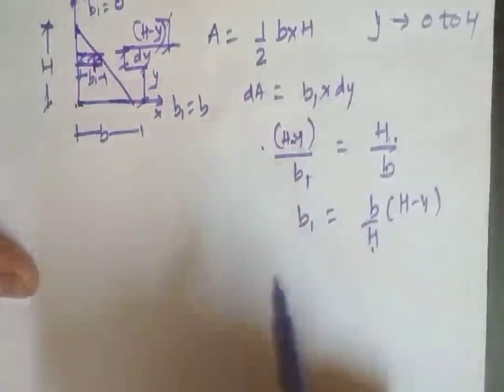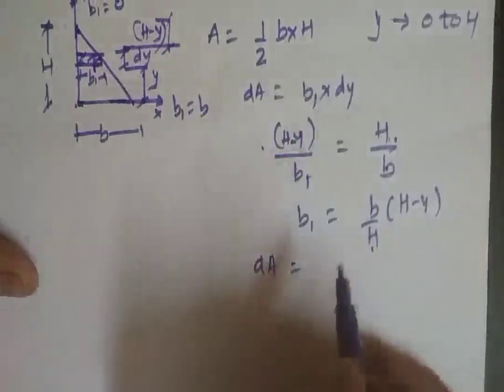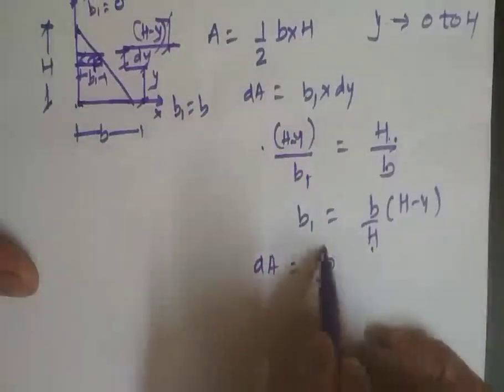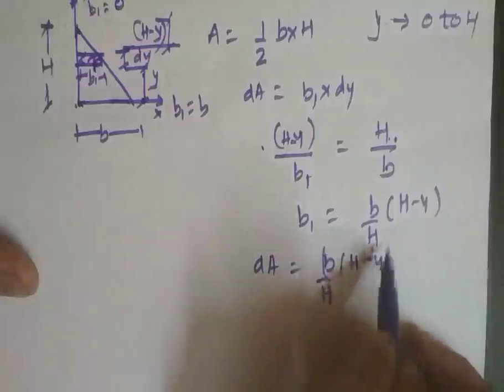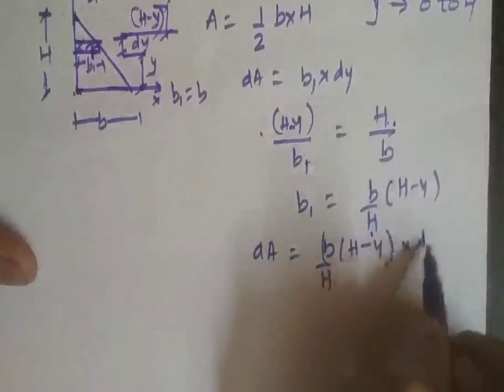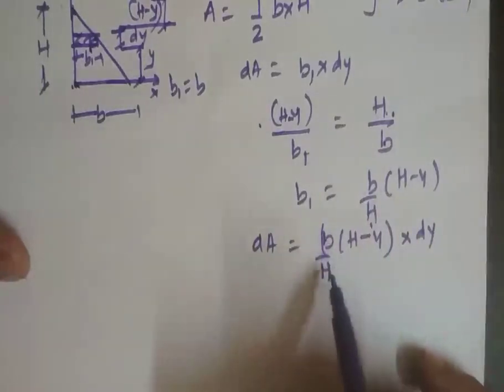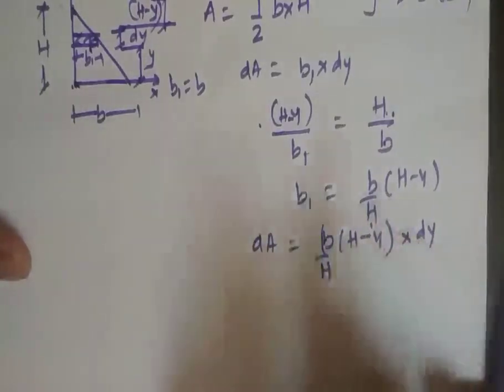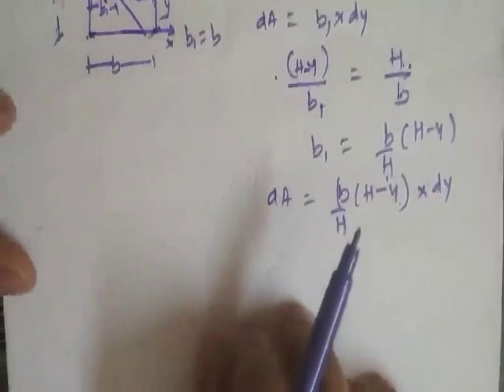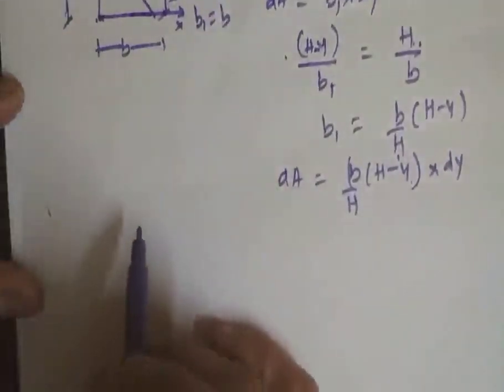Substitute the same value of b1 here. So dA will be equal to b by h into h minus y into dy. This is the area of the elemental strip, that is b by h into h minus y into dy. Now we need to consider this in the calculation for the centroid.